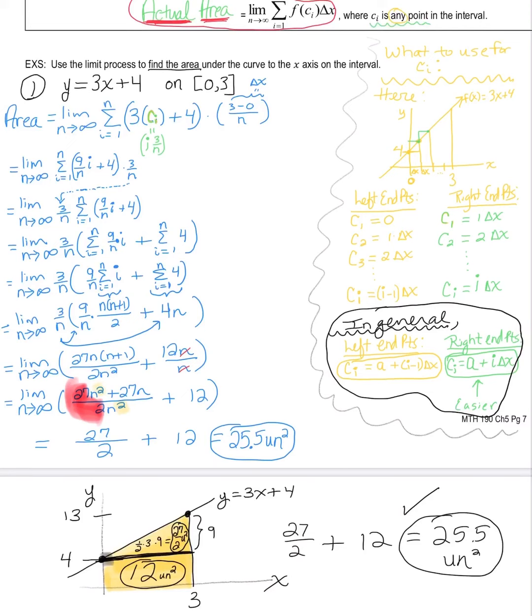Next time, I will do an example of a quadratic function. Same process, but with a quadratic.